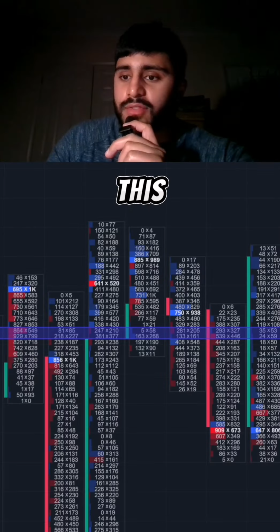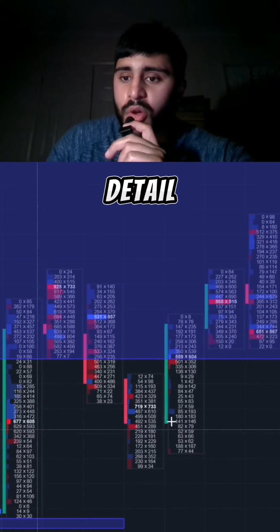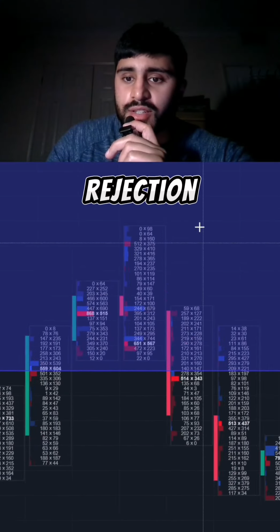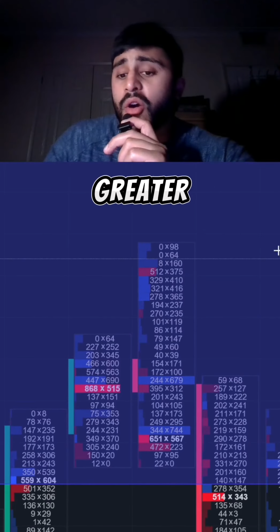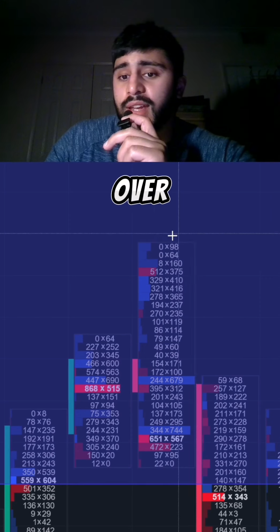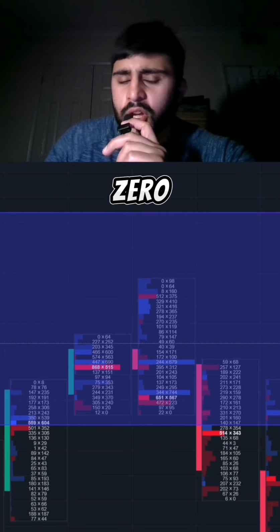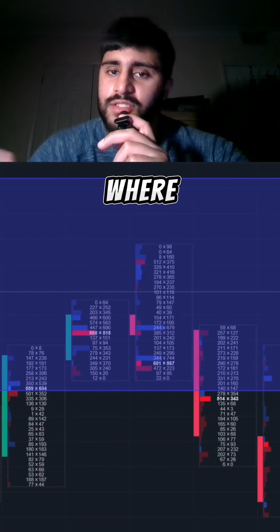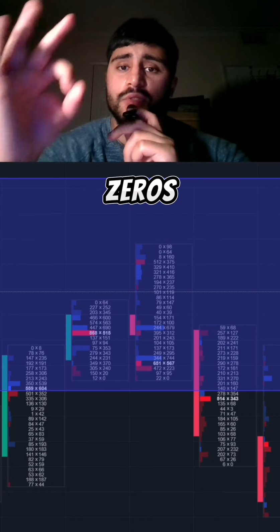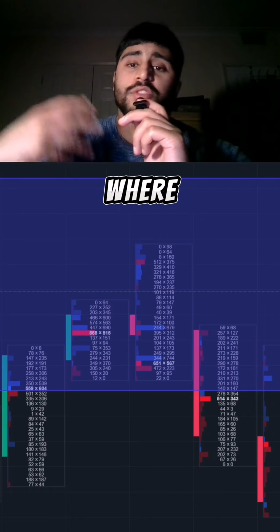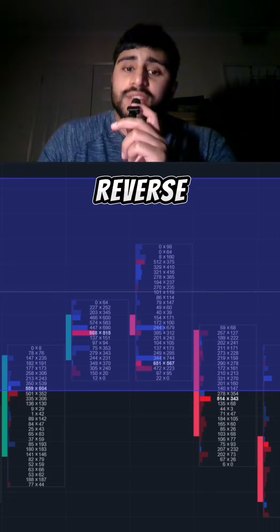Now, when we go and look at this fair value gap in a lot more detail, what we can see is the final rejection gave a zero. In fact, we had two zeros, which is an even extra greater confirmation, right? We saw two zeros over here, 98 and 64 for zero. So whenever you're trading, you want to see where the zeros are on the delta or the volume, and you want to use the zeros as a greater confirmation as to whether price is actually going to reverse in that favor.